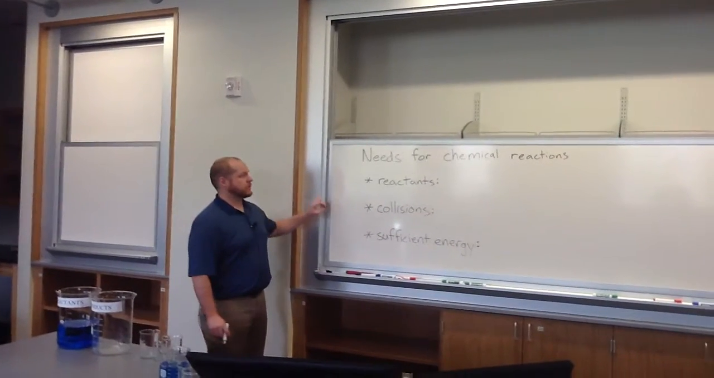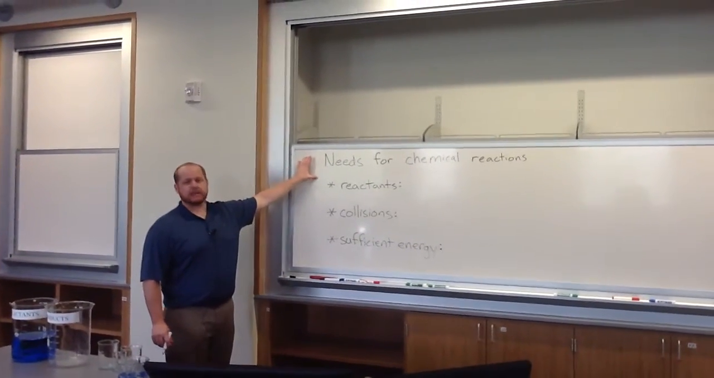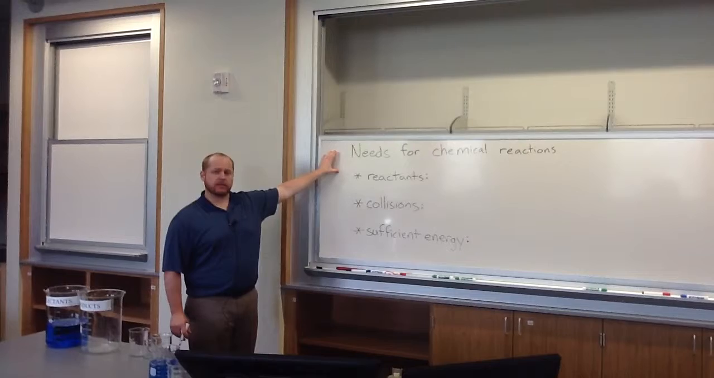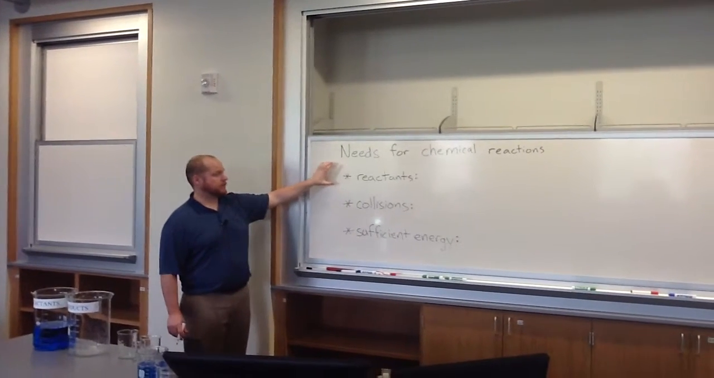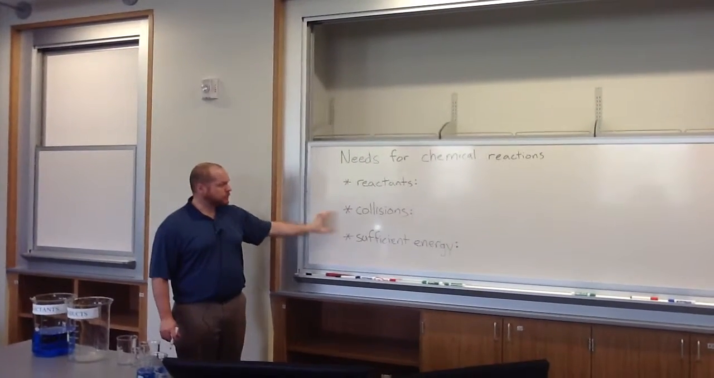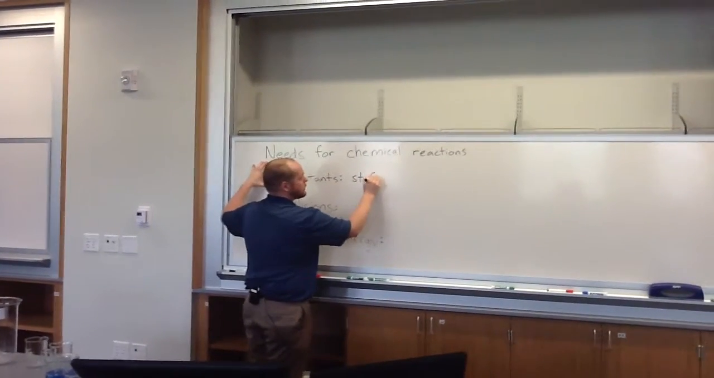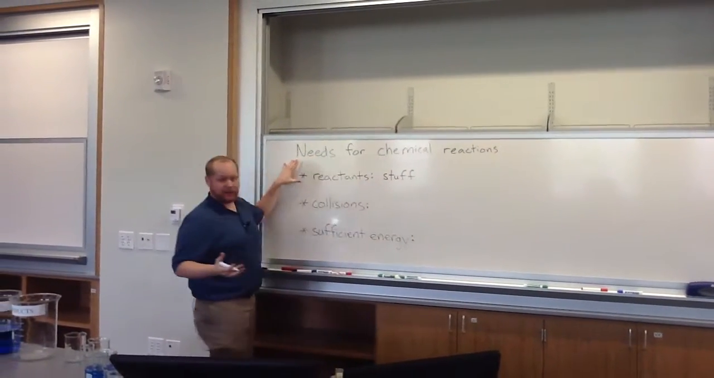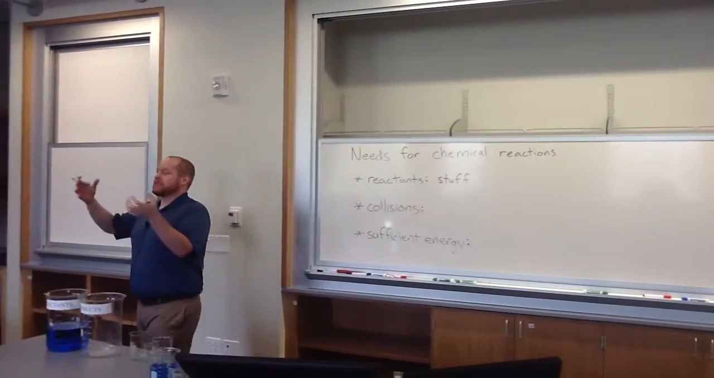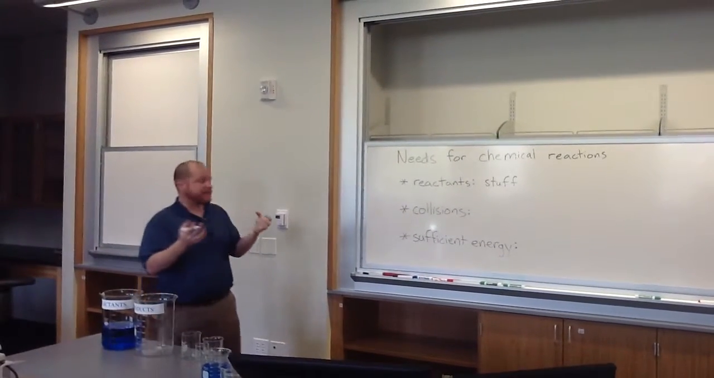At the end of our last class, we talked about specific needs for chemical reactions. And we talked about those needs in terms of three different things. The first was reactants, or stuff. Right? We need stuff in order for a reaction to take place. We need to have some stuff to react.